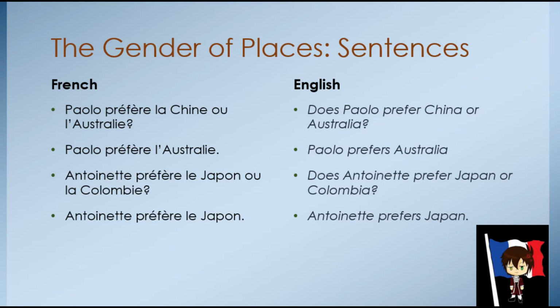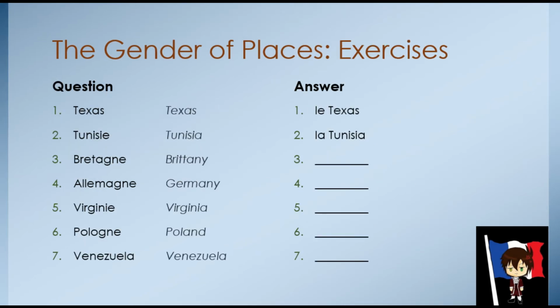Alright, so let's have some sentences. First one, we have, does Paulo prefer China or Australia? Paulo préfère la Chine ou l'Australie. Next one, we have, Paulo prefers Australia. Paulo préfère l'Australie. Third one, does Antoinette prefer Japan or Colombia? Antoinette préfère le Japon ou la Colombie. And last one, we have, Antoinette prefers Japan. Antoinette préfère le Japon.